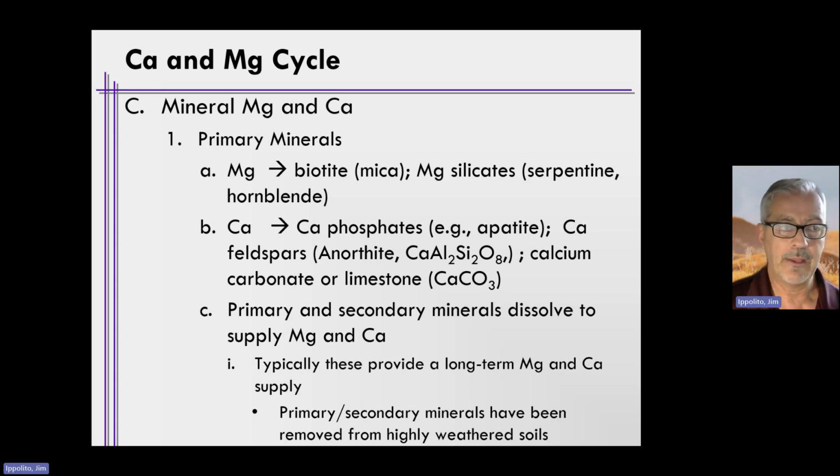Typically, primary and secondary calcium and magnesium mineral phases provide a relatively long-term supply of magnesium and calcium in our soils, except if you are in soils that are highly weathered, and we will illustrate that in this video. So, for example, primary and secondary minerals likely have been completely removed from soils that are highly weathered. And again, we are going to illustrate that in this video to drive home the point.